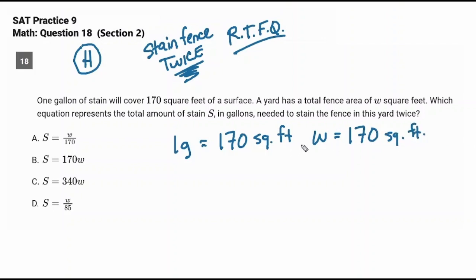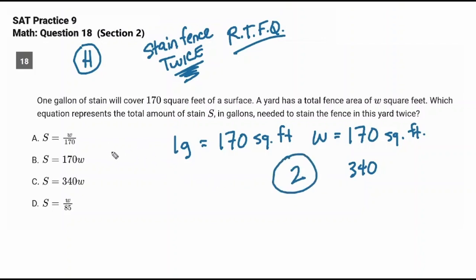All right. We want to do it twice. So how many square feet is that? It's 170 times 2. And do it on your calculator. 340. But in any case, how many gallons are you going to need to do this thing twice? 1 gallon is 170. 2 gallons is 340. So write down 2 and circle it.